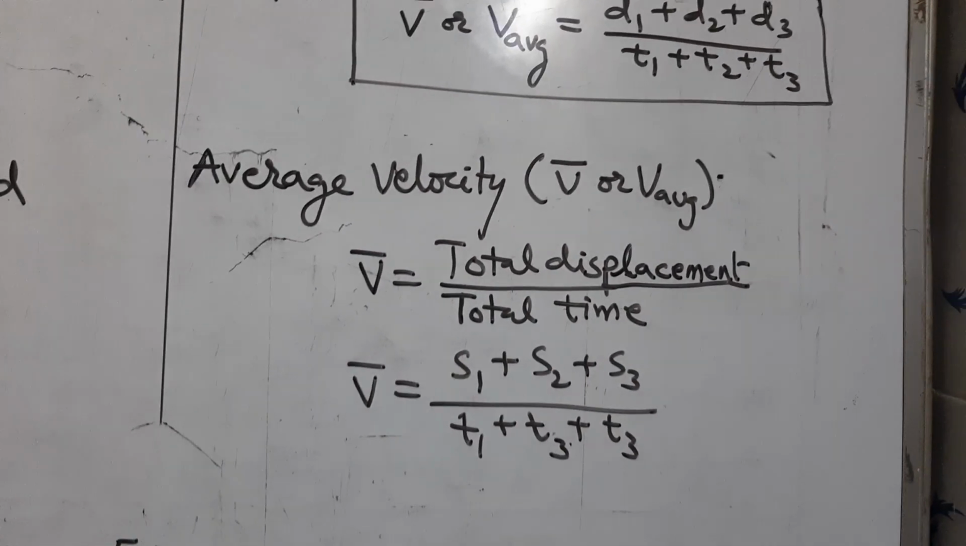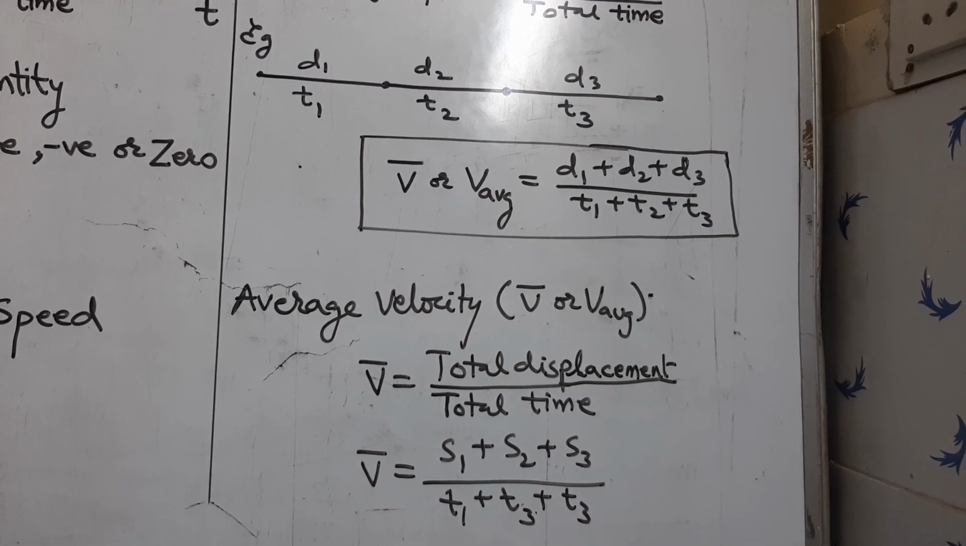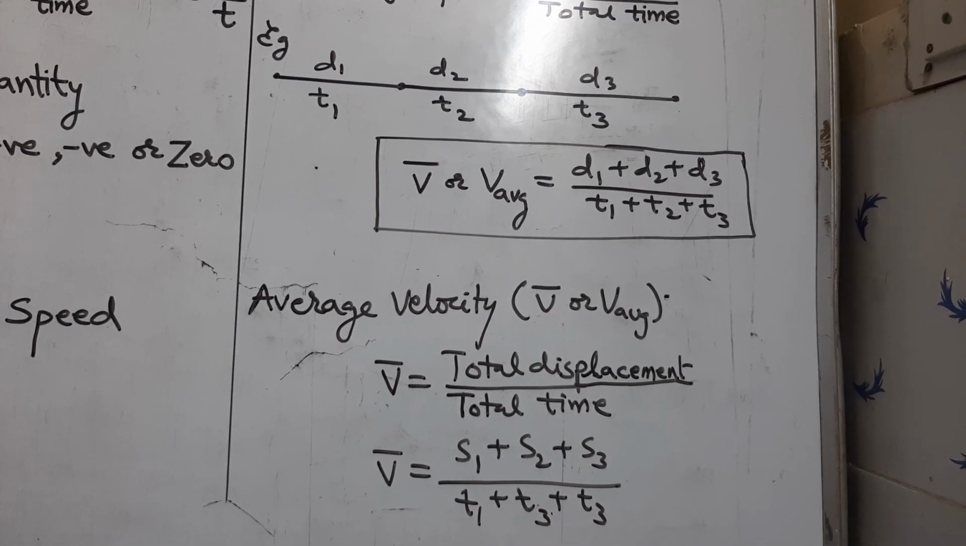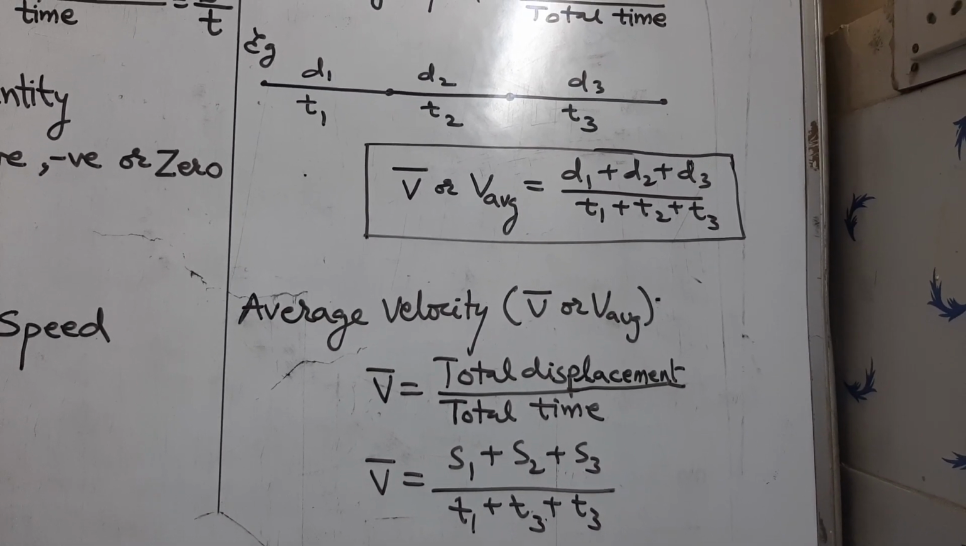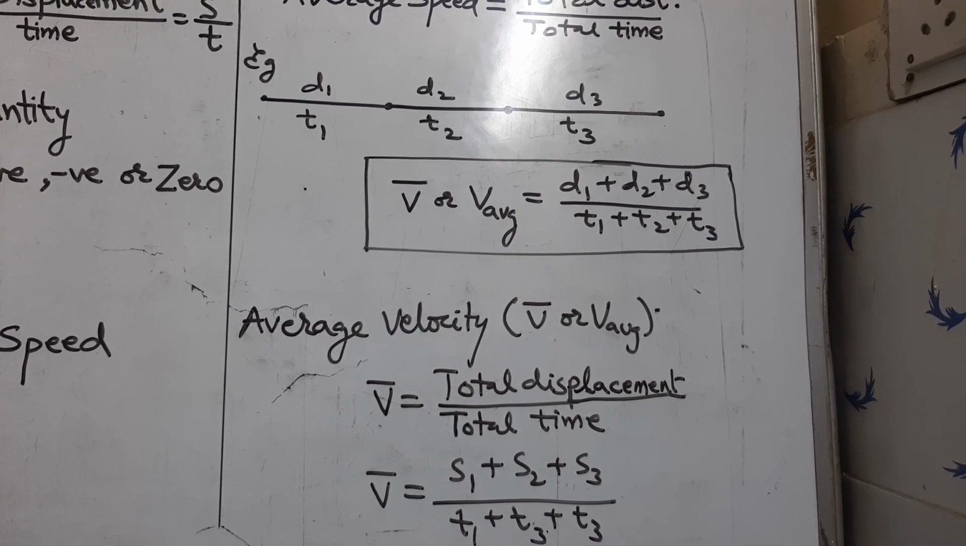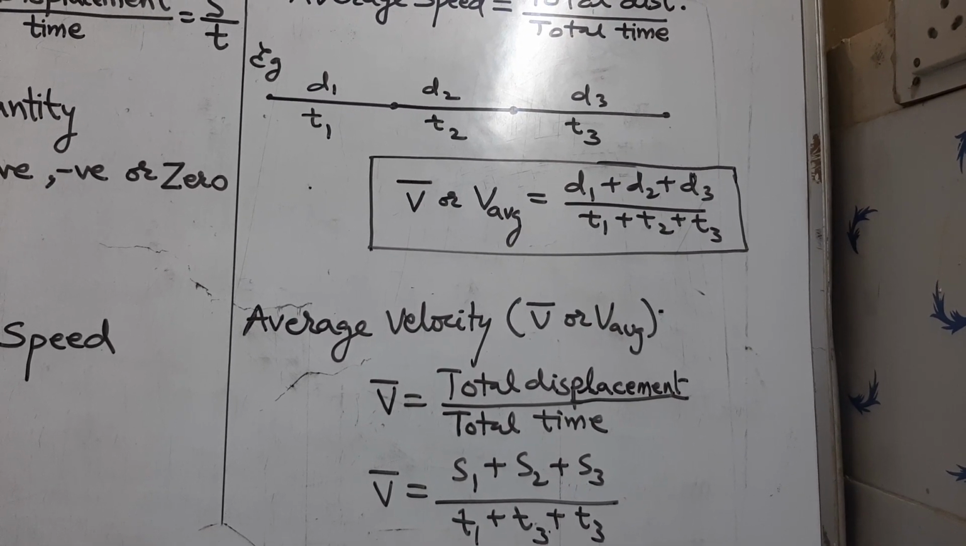Thank you students. The unit of average speed and average velocity are the same, that is meter per second or kilometer per hour. Thank you.